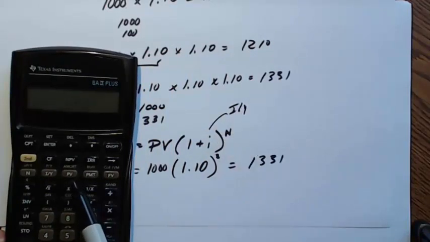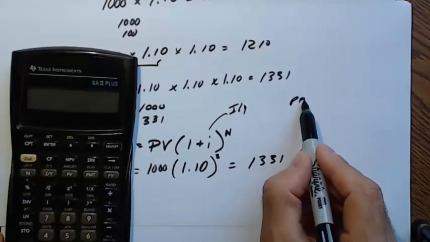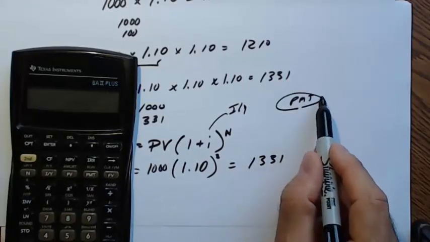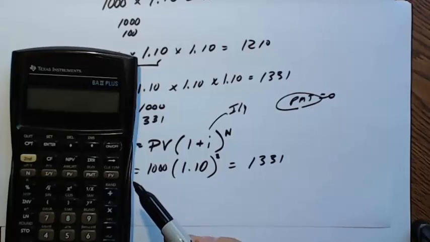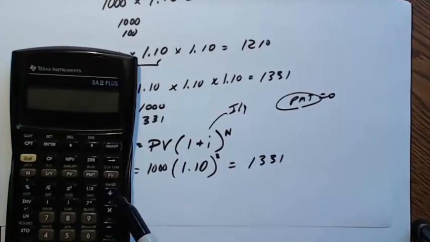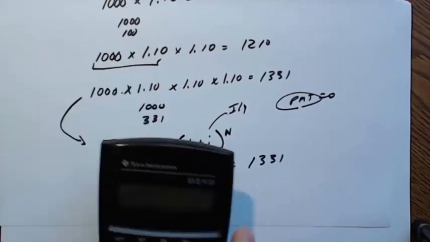PV is present value. Payment, in this case we have no payments. We're not there yet. We don't have an annuity. So the payment equals 0. And then a future value, FV. So you should have somewhere in your calculator something that looks like that. It'll be extremely helpful. It's not absolutely necessary, but when you get done with this, you'll realize that you really need a financial calculator. It'll help you significantly in the course.